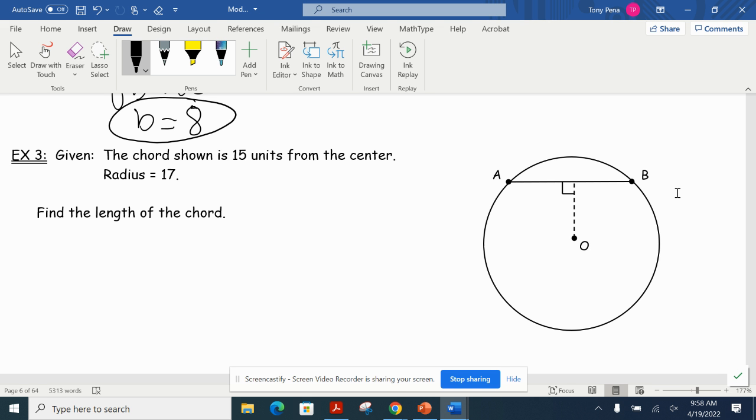So when we start talking about the chord is 15 units from the center, here's your chord, here's your center, that perpendicular segment right here has all the... and what you're looking for is... so if it's 15, you get a nice number.